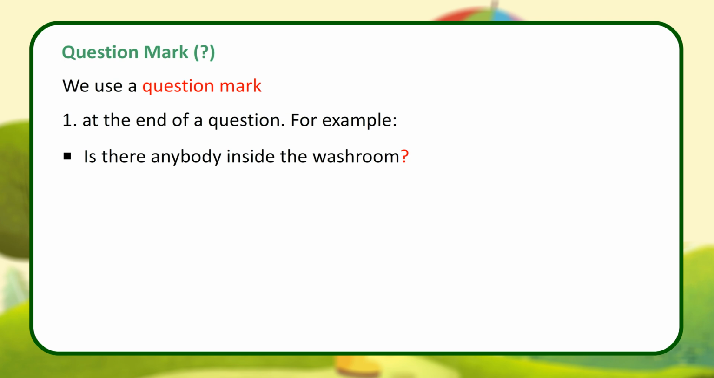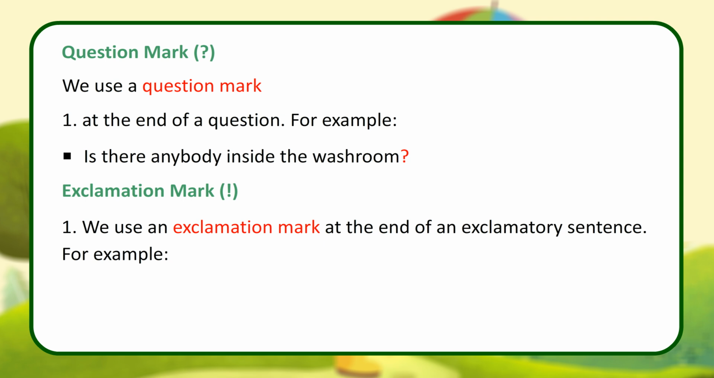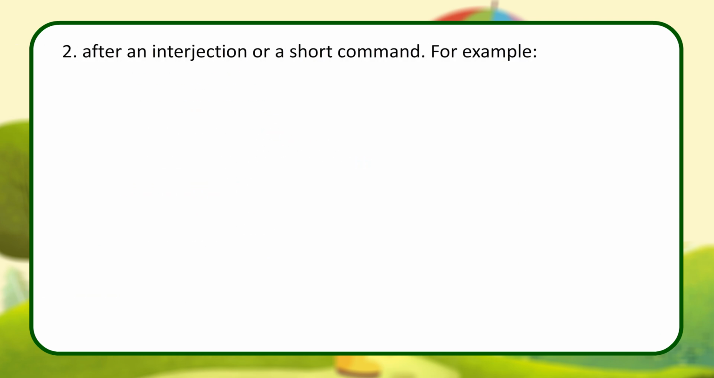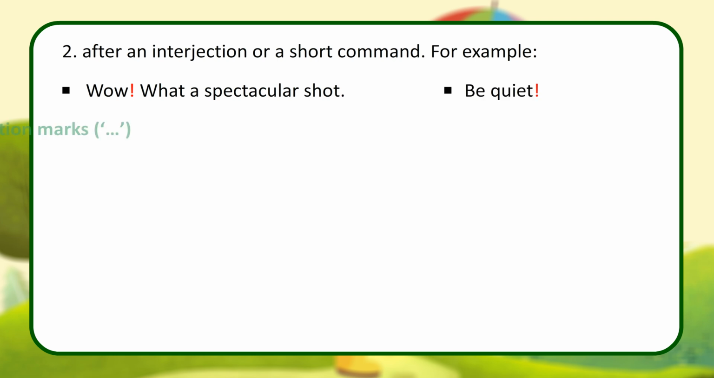Question mark. We use a question mark: 1. At the end of a question. For example, is there anybody inside the washroom? Exclamation mark. We use an exclamation mark: 1. At the end of an exclamatory sentence. For example, how brave you are! 2. After an interjection or a short command. For example, wow! What a spectacular shot! Be quiet!